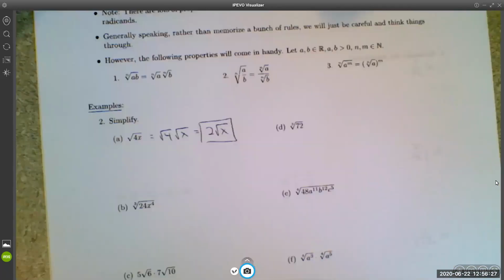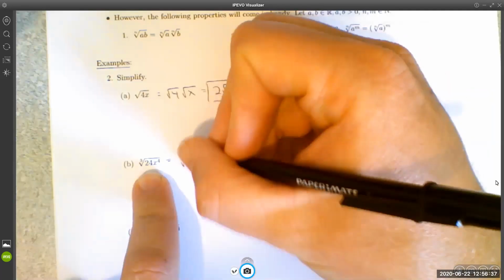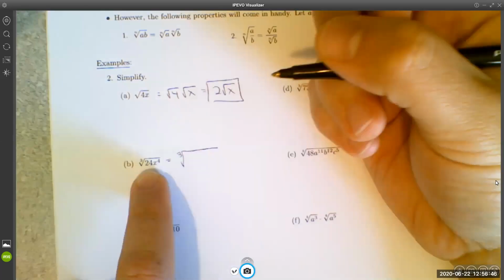Cube root 24 x to the 4th. Same idea, right? Cube root 24. Well, what we could do is think of this like, what's the largest perfect cube that goes into 24? And to think about that, you kind of have to have a list of perfect cubes in your mind, right?